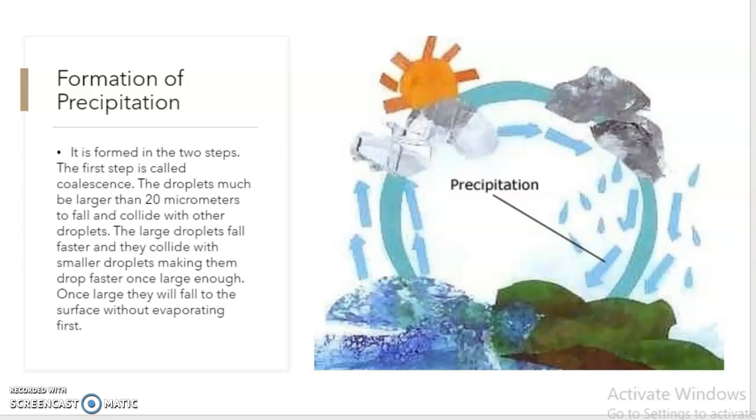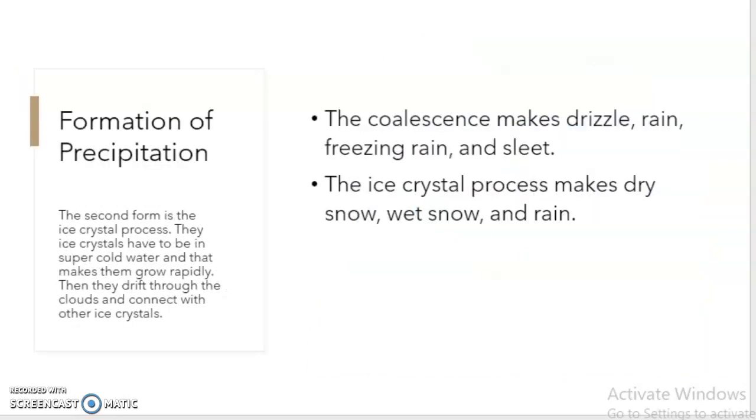The droplets must be larger than 20 micrometers to fall and collide with other droplets. The large droplets fall faster and they collide with smaller droplets, making them drop faster once large enough. Once large, they will fall to the surface without evaporating first, pretty much making raindrops and rain and stuff like that.